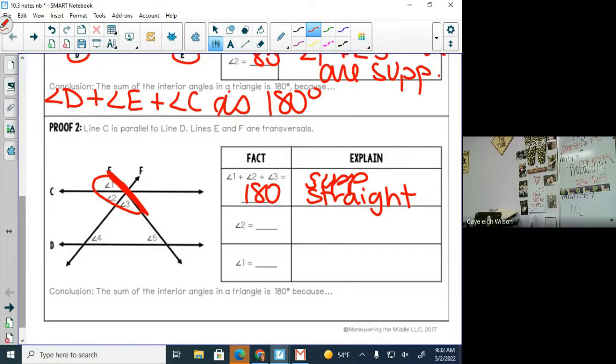Now, we don't know what any of these angles are. So the one above, they told us what a couple of them were. This one, we know nothing, okay? So looking at fact 2, they want to know what angle 2 is equal to.